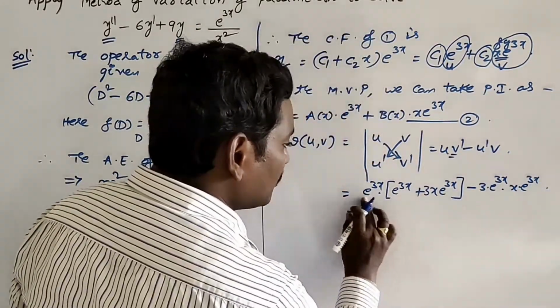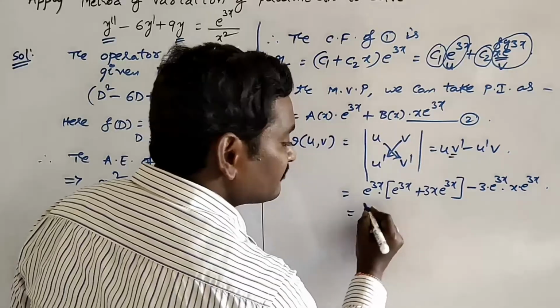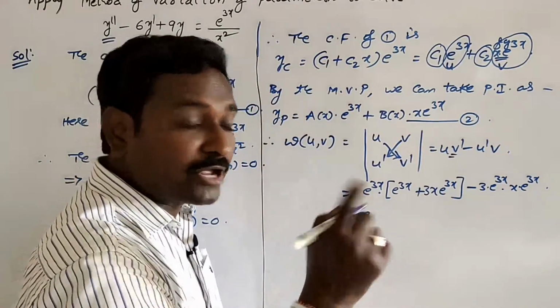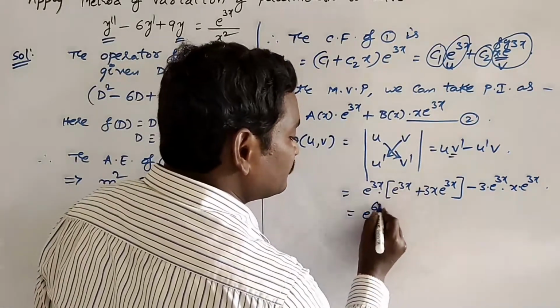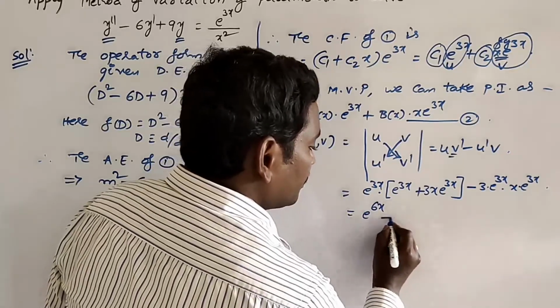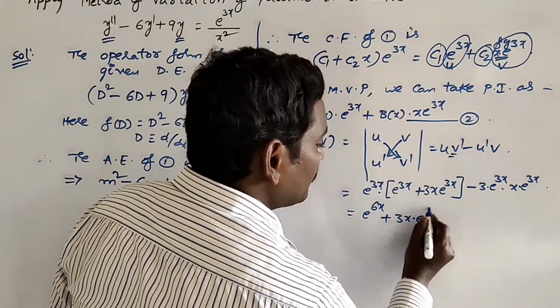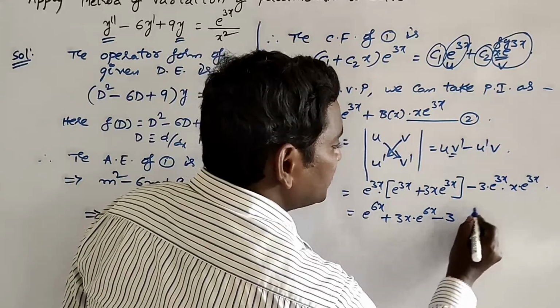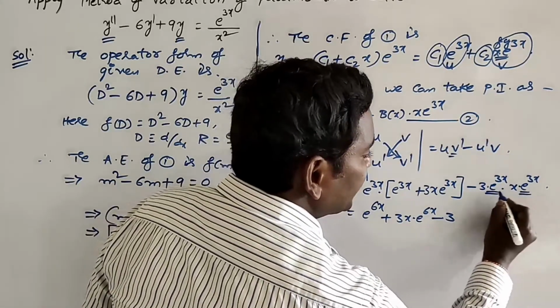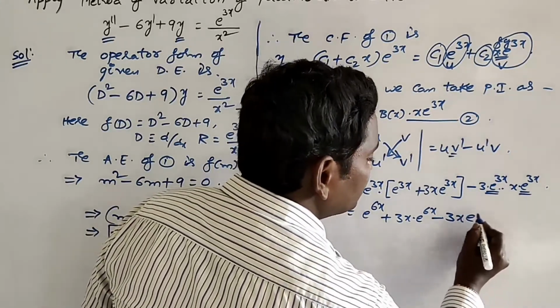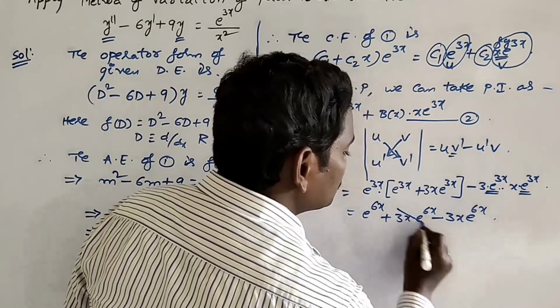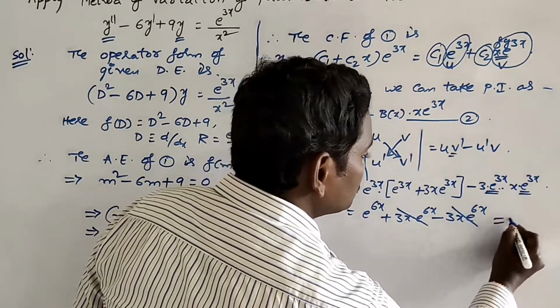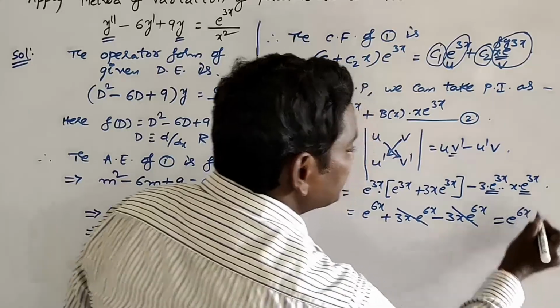Separate the terms: e power 3x into e power 3x, bases are equal. Whenever bases are equal, you have to add the powers. 3x plus 3x would be 6x. Plus 3x into e power 6x, again minus, here also e power 3x and e power 3x are in product, so you will get 3x into e power 6x. So this term gets cancelled, and simply you have e power 6x.